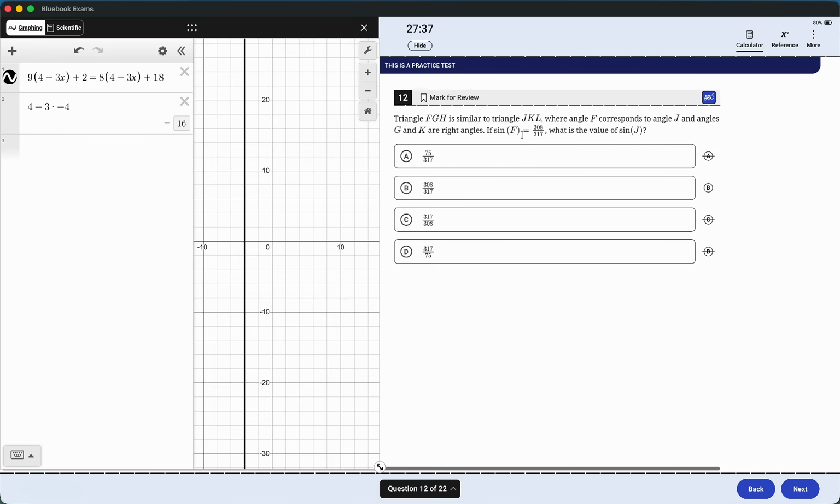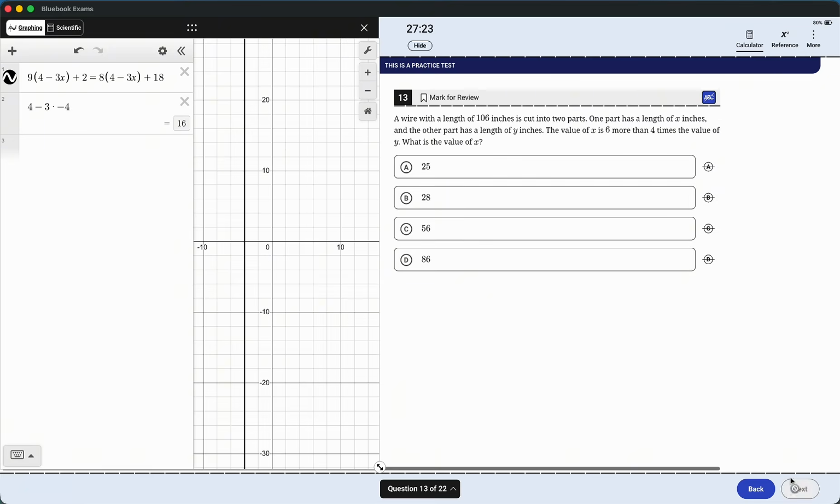They tell you sine F is 308 over 317. They want to know sine J. It's the same thing. Why is it the same thing? Because F corresponds to J, right? So if you know that, you don't have to sketch out any triangles or anything. You just know it. It's given to you, right?